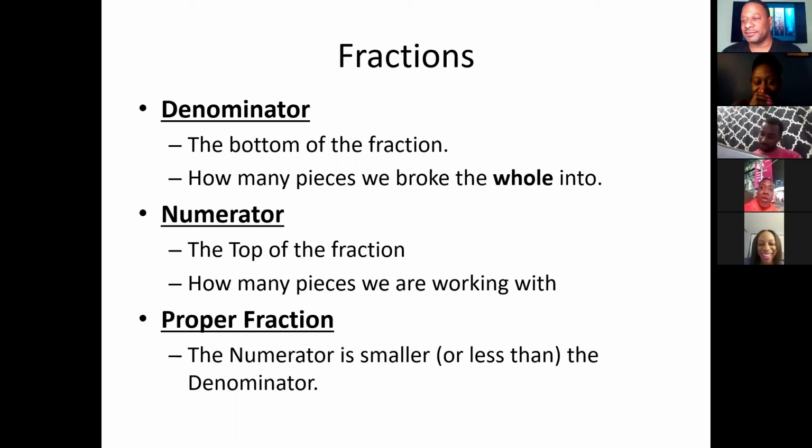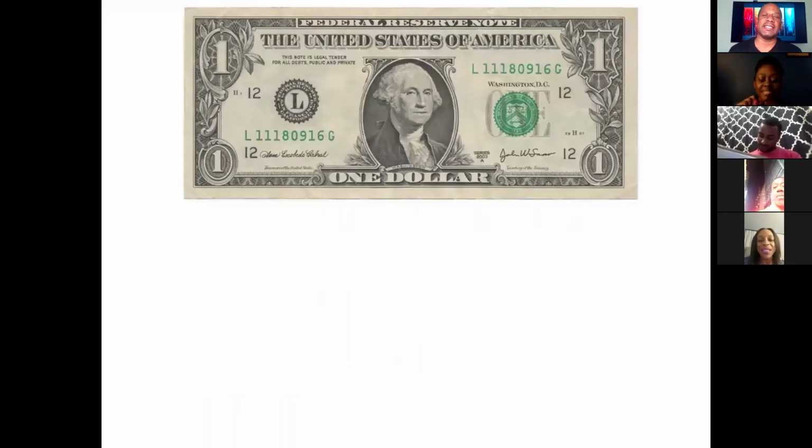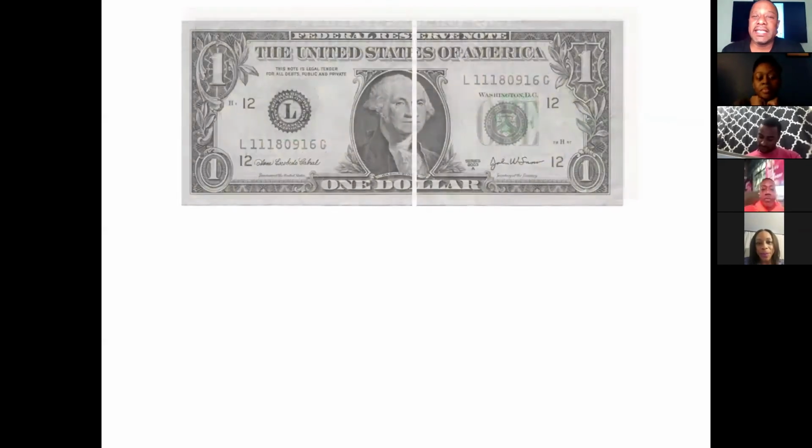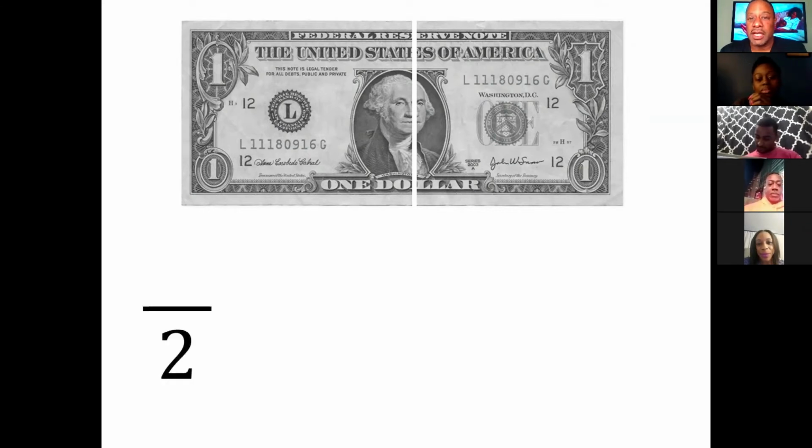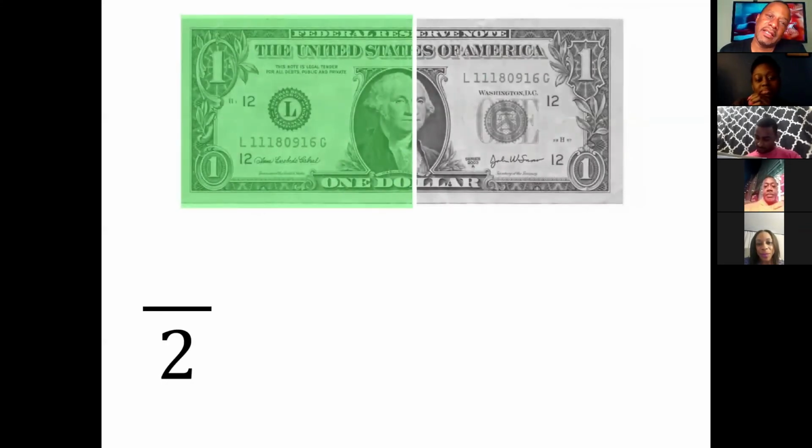Everybody have their notes taken? Can we move on? Yeah. All right, so let's take this dollar right here. Say I take that dollar and I split it into 2 pieces. Sarah, what would the denominator be? The denominator will be 2. Correct. And let's say I shade in just this part.